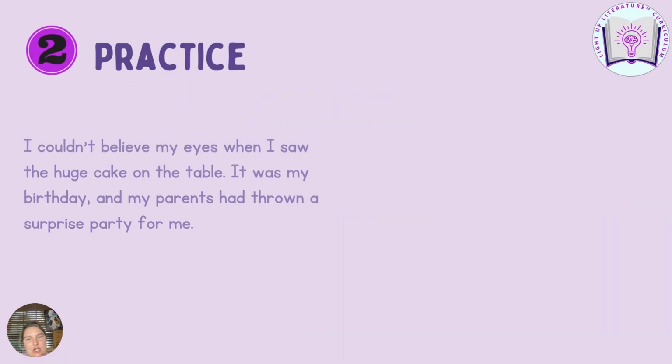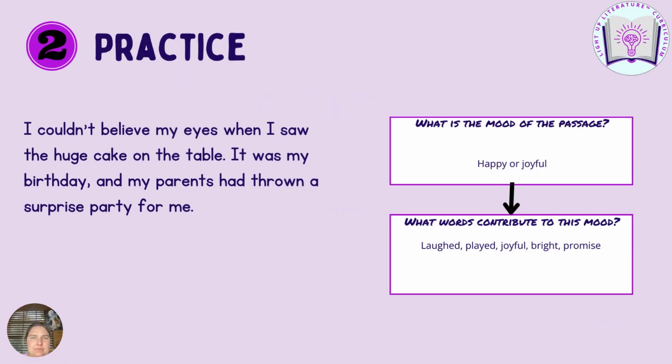All right, let's take a look here. The mood is happy or joyful. So, what text evidence, which is a different video, proves that that's what we're looking for? All right, laughed, played, joyful, bright, promising. Those are all positive things, and that's how the author's moving the story forward.